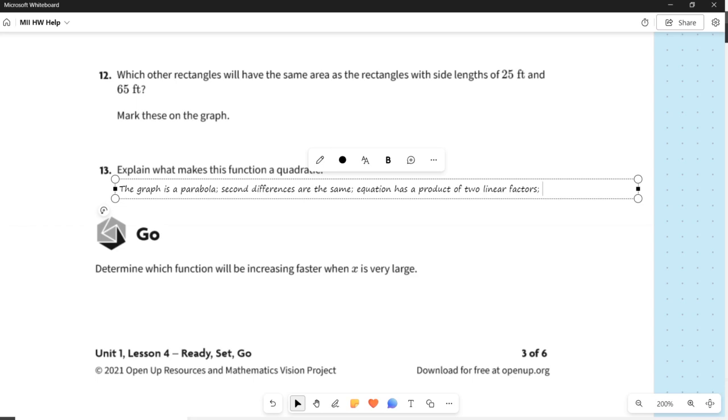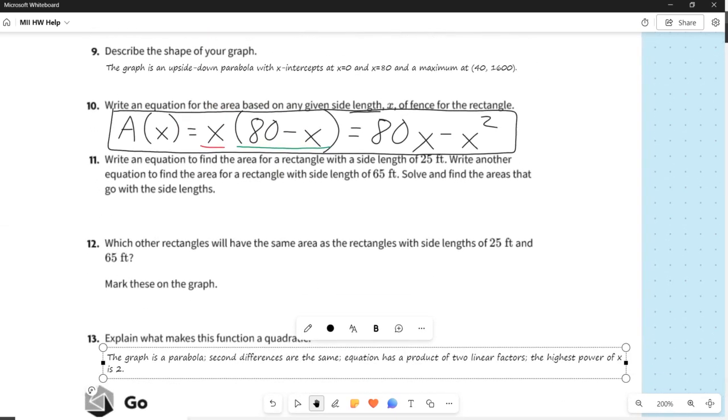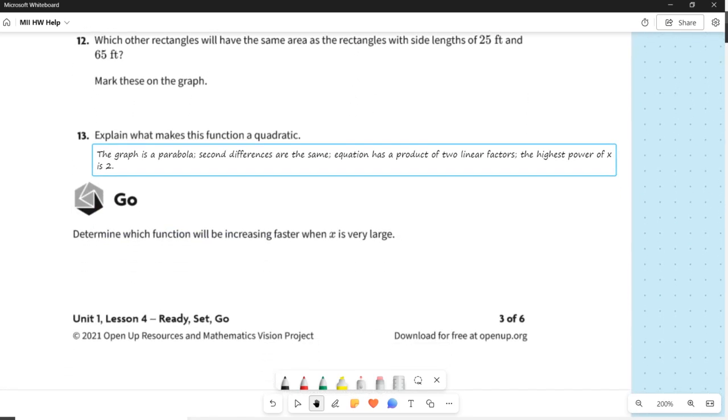Also, the highest power of x is 2. And we saw that when we distributed. So that is right here. Because the highest exponent on x was a 2, and the other one was a 1, we didn't write that 1, but it is there, and because the highest exponent is a 2, that is another way of telling us that this function is a quadratic.